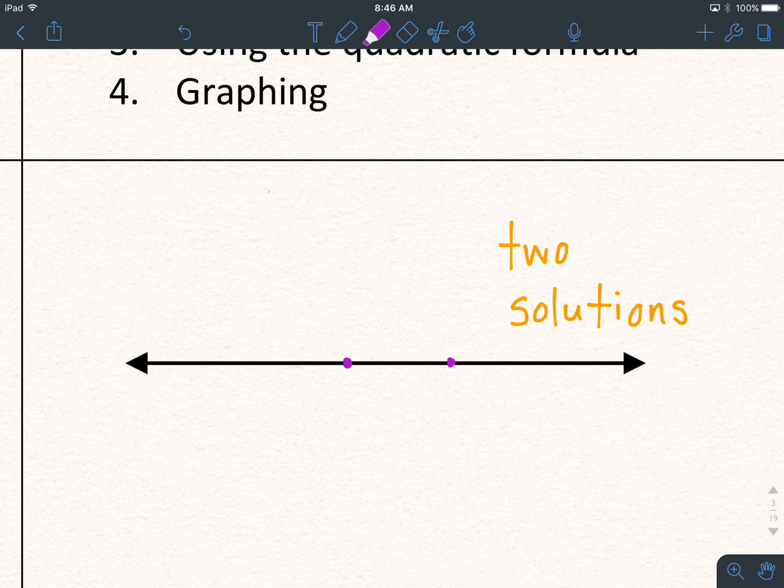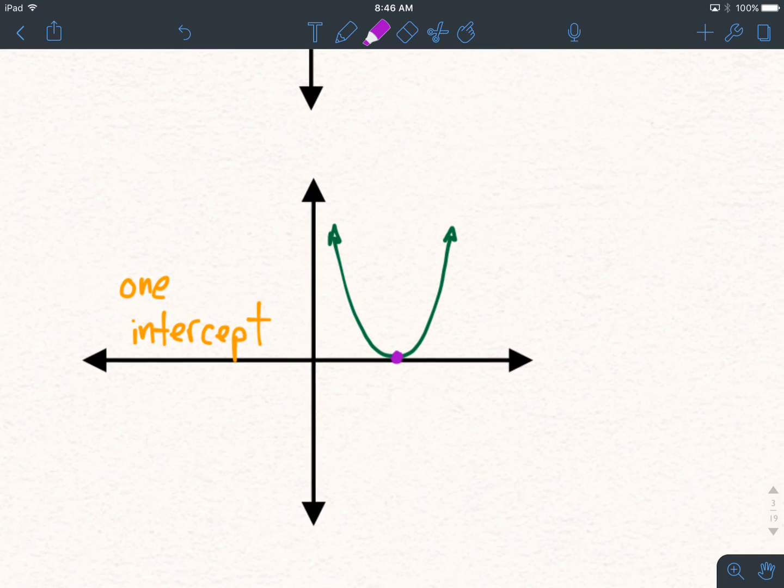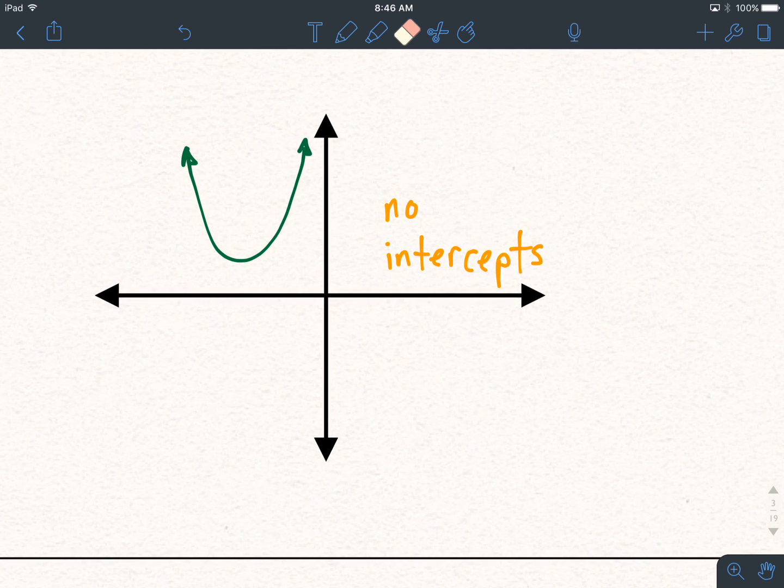So that's one possibility. Second possibility is if we were to have one x-intercept, so if our parabola was sitting right on our x-axis, you can imagine, again, if we were to just ignore the rest of this parabola and only focus on the parts that cross or touch the x-axis, we would have, instead of one x-intercept, one solution.